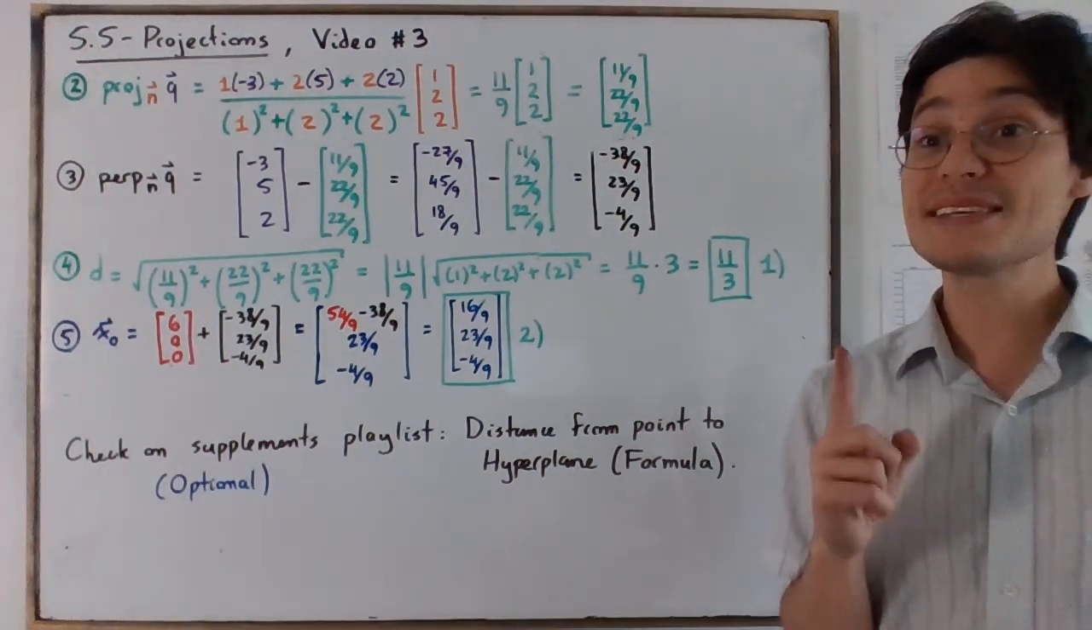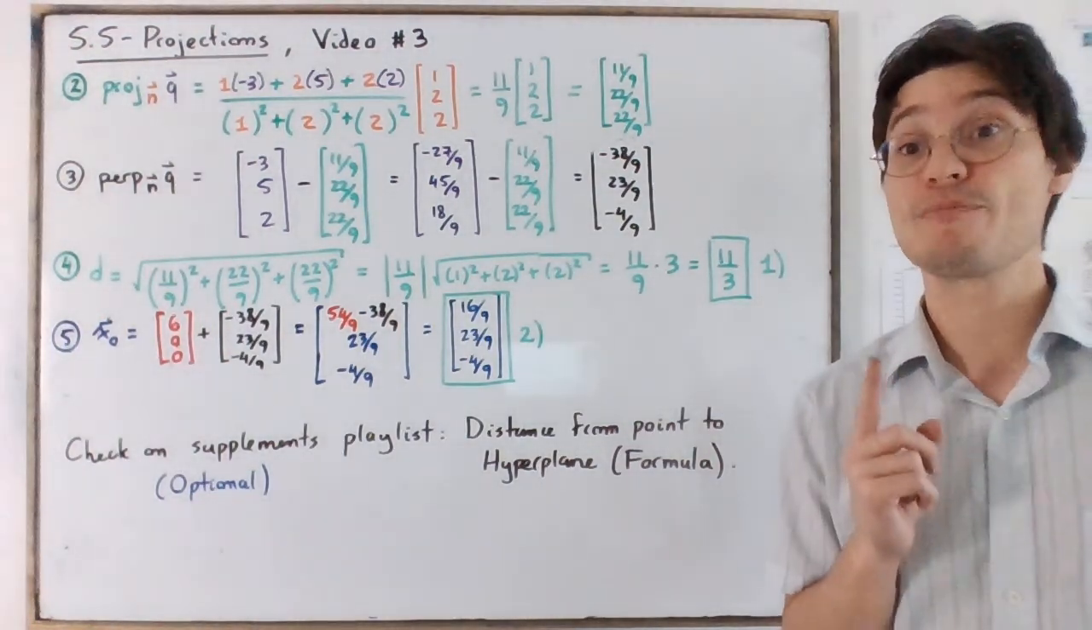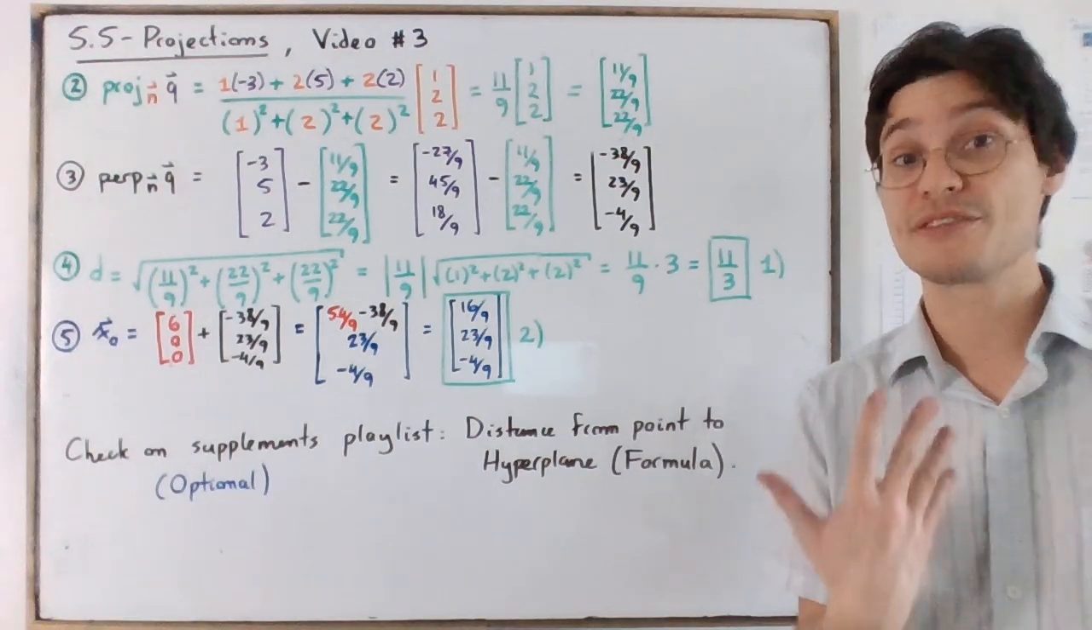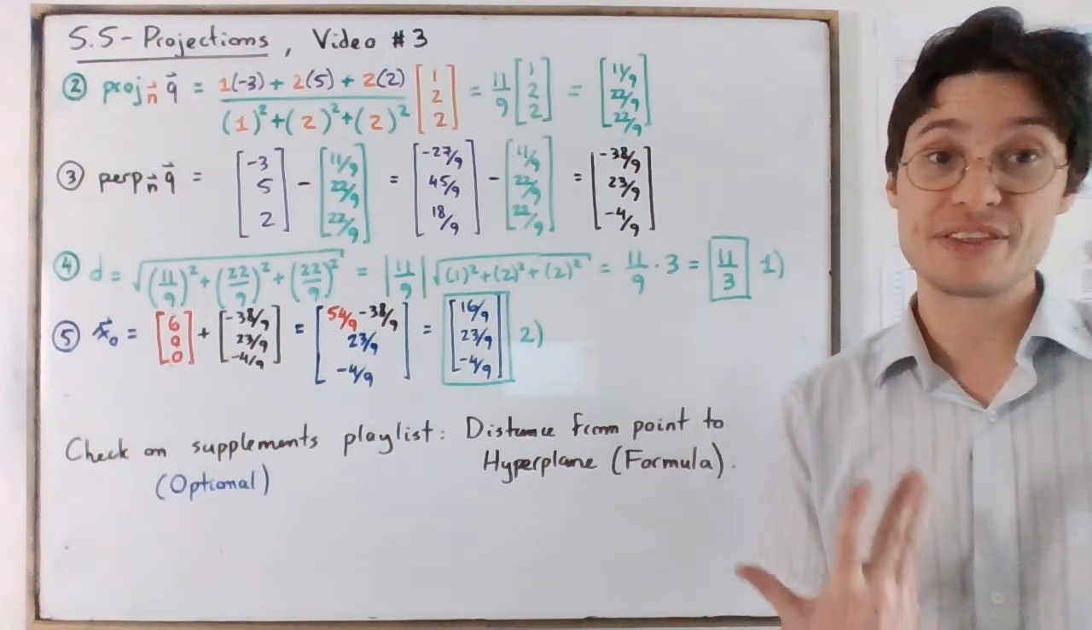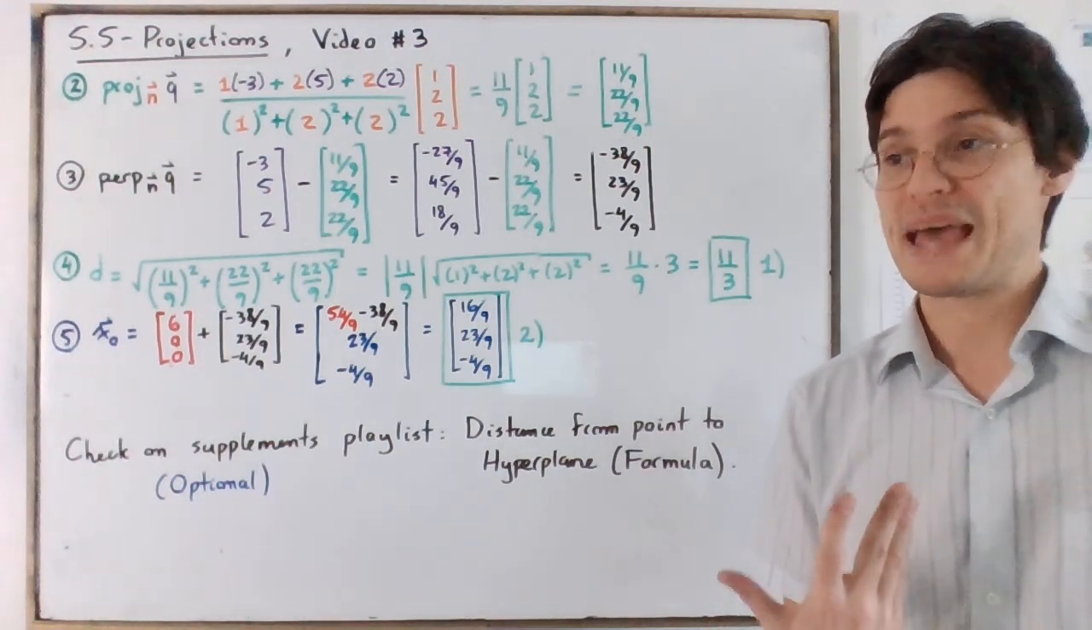Oh, by the way, this is it for the makeup class 5.5. Now we're moving on to 5.6, which deals with the cross product and the triple product.